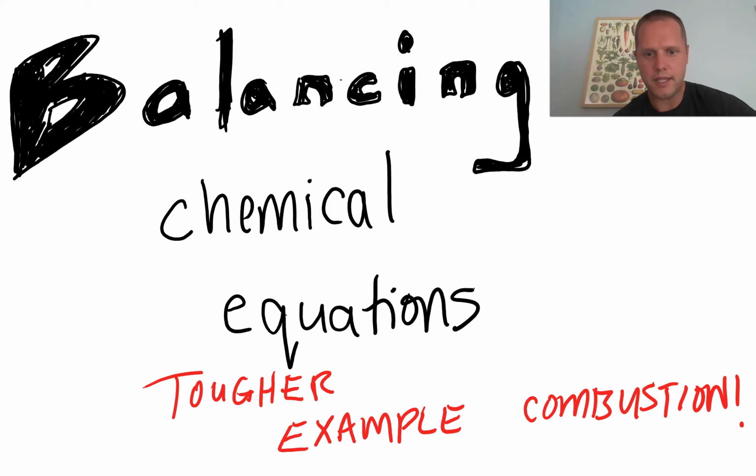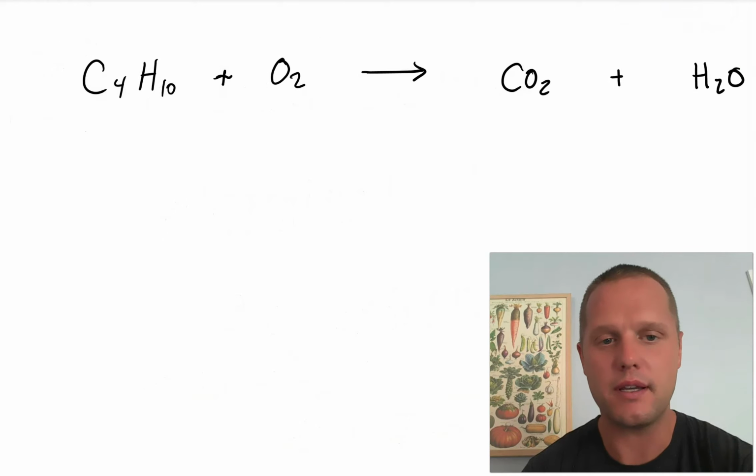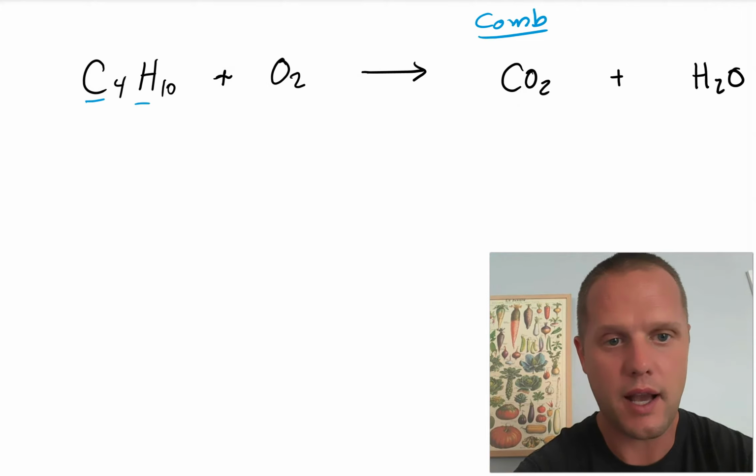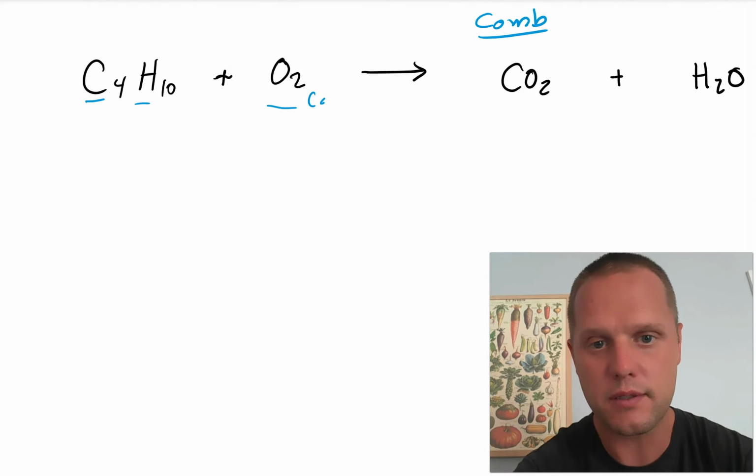Okay, we're doing balancing chemical equations. We're showing a tougher example, combustion. This example is a combustion reaction that you have to balance. I know it's a combustion reaction because it's reacting a carbon and hydrogen molecule with oxygen.